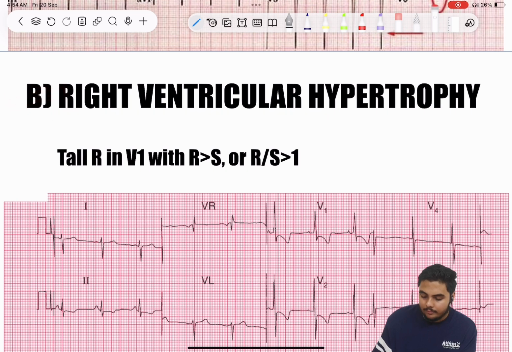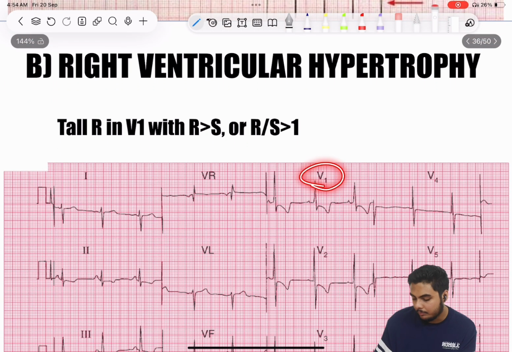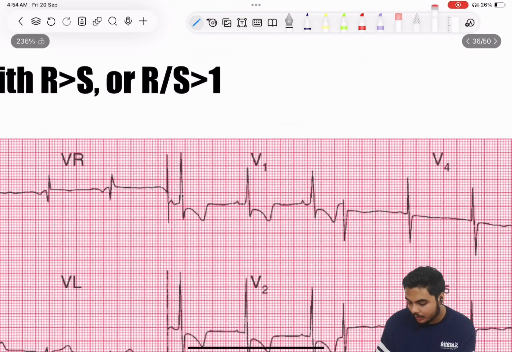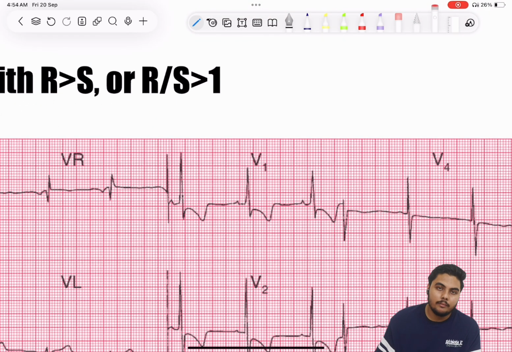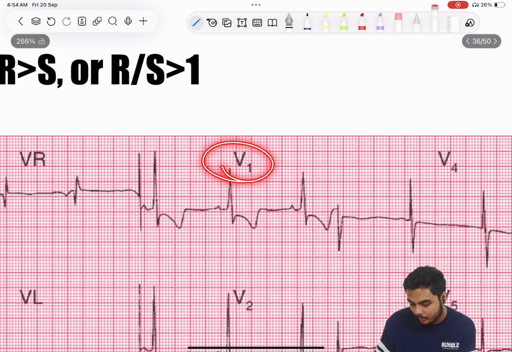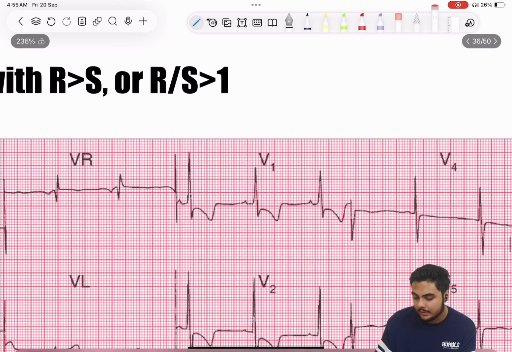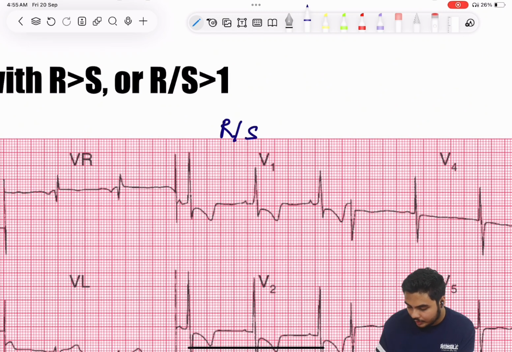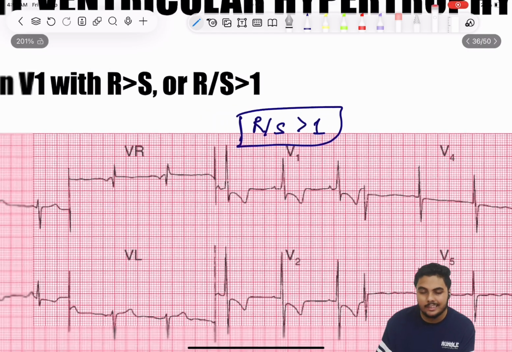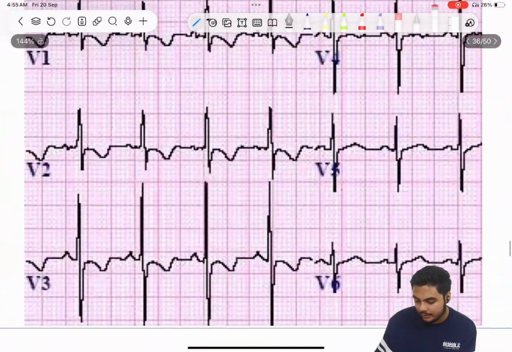Now taking a look at RVH. For RVH, it is very simple. We just have to look at lead V1. I already told you that in lead V1, there is no R wave or a very small amplitude R wave. But in patients with right ventricular enlargement or hypertrophy, the R wave is much more prominent in V1. As a result, the amplitude of the R wave is even more than the amplitude of the S wave, so the R by S ratio becomes more than 1, and hence it signifies right ventricular hypertrophy.